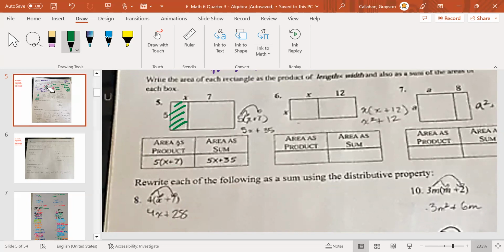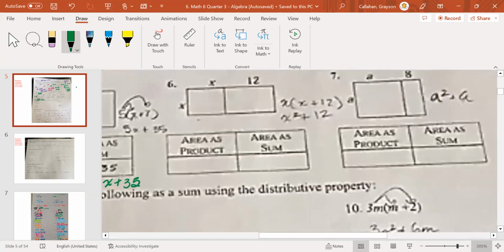Oh, because, okay, so it's not this box. Just kidding. Sorry. So this 5 is your width. Your width is 5, right? Your length is going to be this plus this. So x plus 7, right? So your area is going to be 5 times x plus 7, right? Because it's going to be width times length. But then when you distribute this, right, you'll get 5x plus 35. You see that?